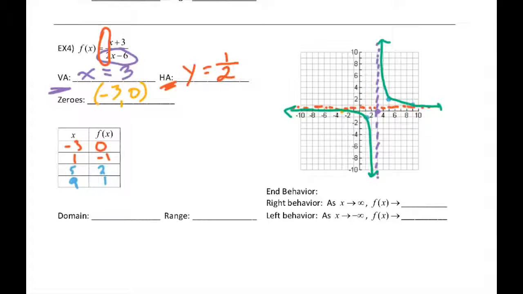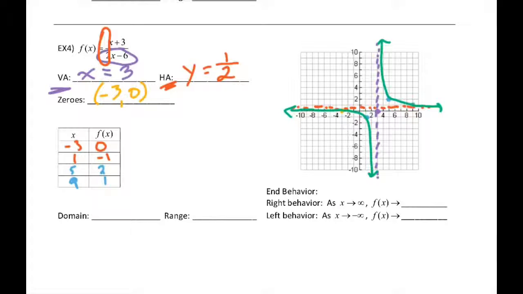Now notice it always hugs the asymptote. That is on purpose. It should get as close as possible to the horizontal asymptote and the vertical asymptote at your endpoints. So it's getting close up there, close down here. That's how rational functions behave, because they're driven by the asymptotes.